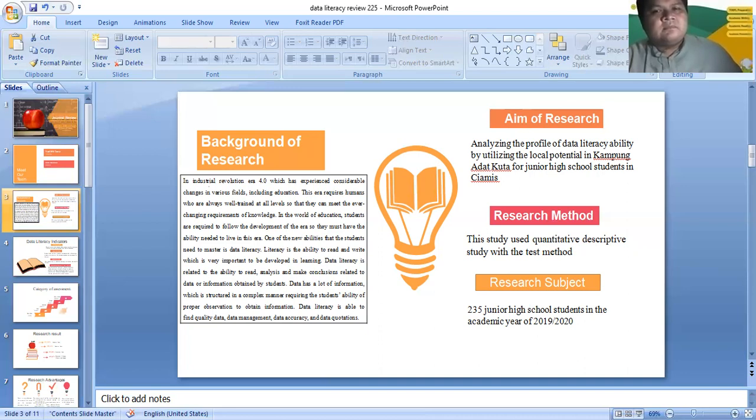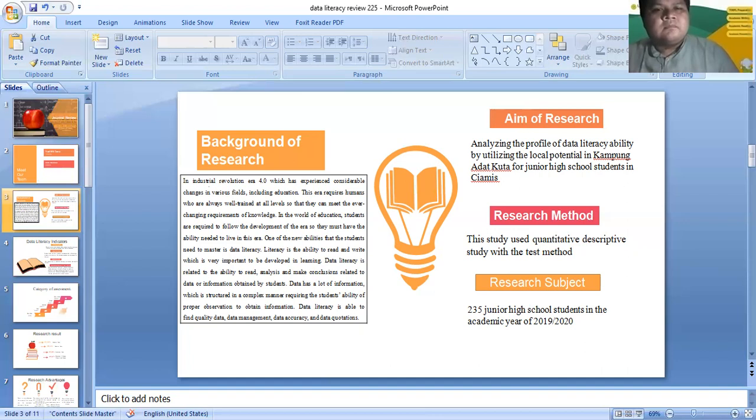It means in the fourth industrial revolution era, there have been significant developments in a number of industries, including education. People in this period must be constantly well trained at all levels in order to keep up with constantly evolving knowledge requirements. Students must be able to live in this period because they must follow the era's progress in the world of education. Data literacy is one of the new skills that students must learn. The ability to read and write, or to be literate, is a skill that must be gained in order to learn. The capacity to comprehend, analyze, and draw conclusions from student-gathered data or information is referred to as data literacy. That is the background of this article or journal.